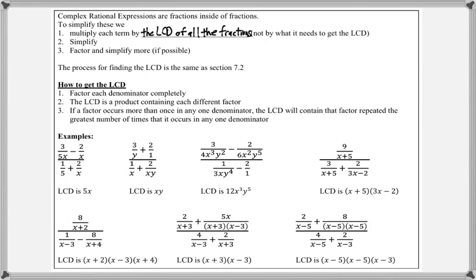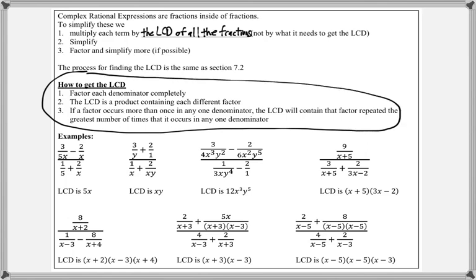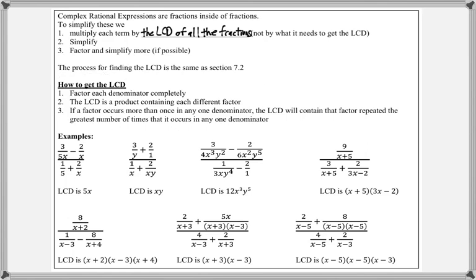So, like I said, this is kind of similar to section 7.2, where we're multiplying by what we need to get the LCD, but now we're multiplying by the LCD itself. Our process for getting the LCD is the same. So we're going to get more practice in finding the LCD. And here are some examples of the LCDs. Again, it's the LCD of all of the fractions.